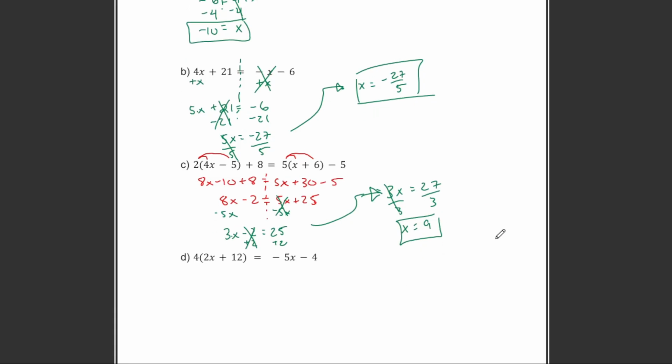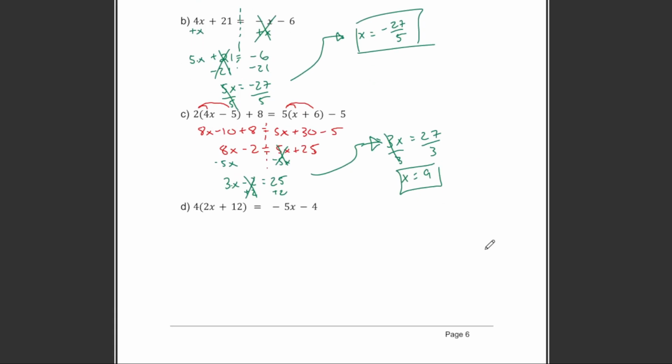Okay, now question D. So step 1, distribute. So we draw little lines. Okay, we got 8x plus 48 is equal to minus 5x minus 4. This is a double-sided equation. Let's get rid of one of them. I'm going to get rid of this minus 5x, so I'm going to add 5x. Add 5x. That goes away. 8 plus 5 is 13x plus 48 is equal to minus 4.